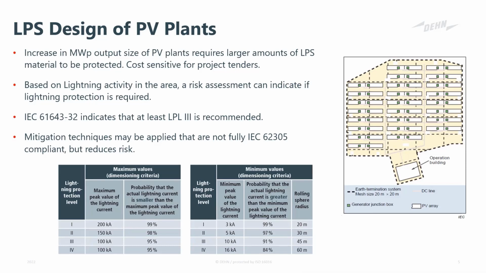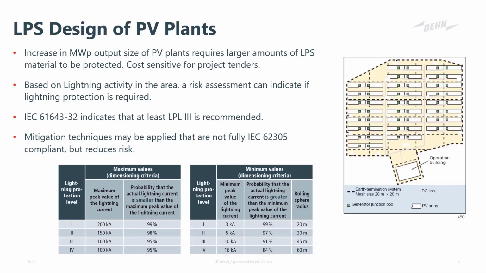And with this increase in megawatt peak size, it could be that the lightning risk also increases, and that the equipment itself becomes more expensive. So it's a bigger plant or bigger portion that you need to cover to generate that megawatt peak output.